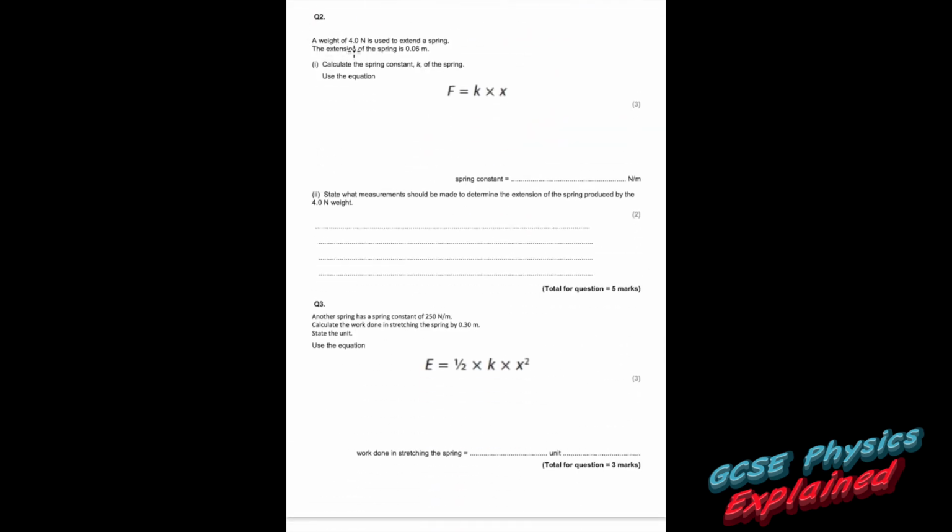Question 2. A weight of 4 newtons is used to extend a spring. The extension of the spring is 0.06. Calculate the spring constant K of the spring. Use that equation, F equals Kx. Right, well that 4 newtons there, that is your force. And there's your extension there, which is X from the formula. And we need to rearrange it to find K.